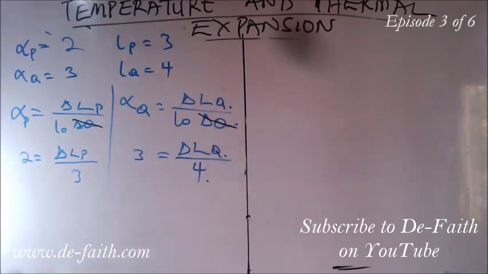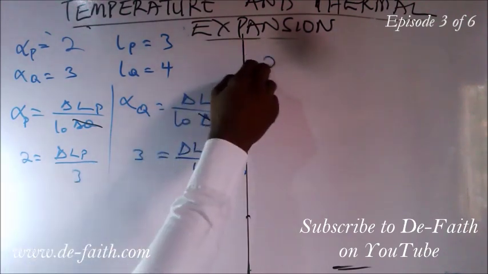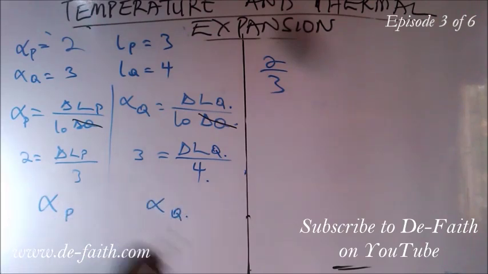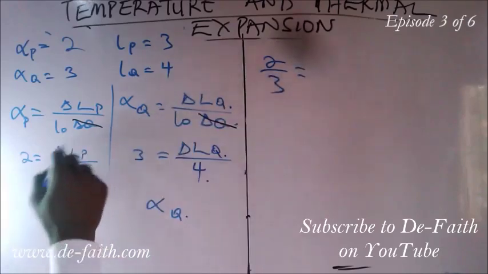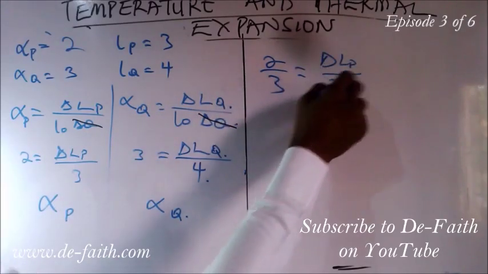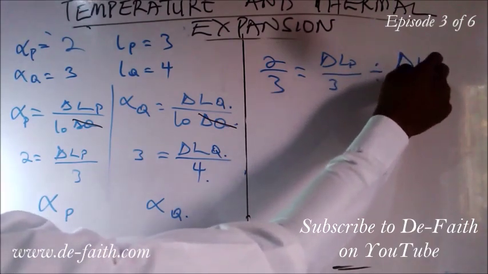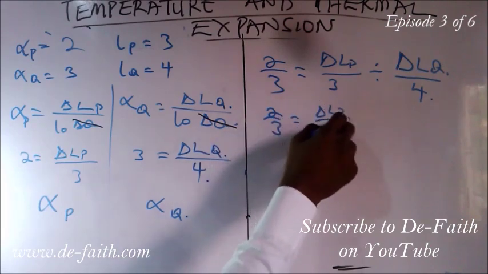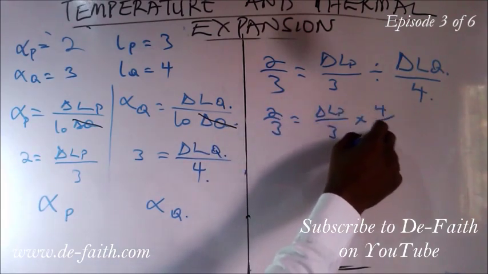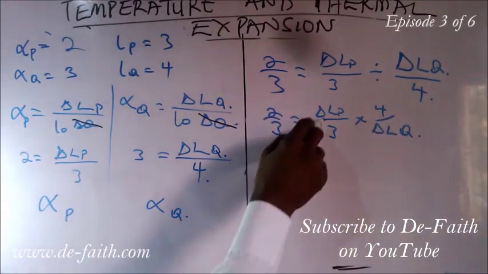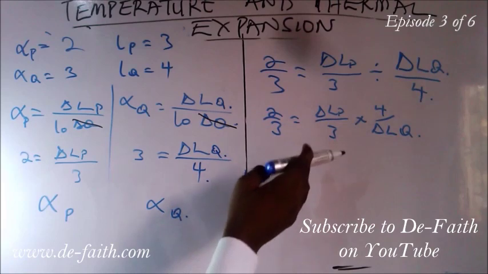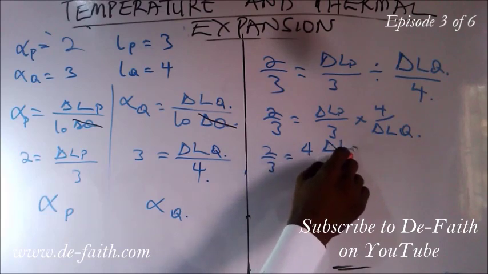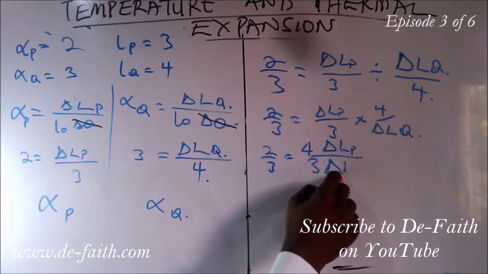Now let us take a ratio whereby we say 2 divided by 3, that is, we are dividing the first parameter by the second parameter, right? So 2 divided by 3 is equal to change in length of P over 3, divided by change in length of Q over 4. We have 2 over 3 equal to change in length of P over 3 multiplied by 4 over change in length of Q.